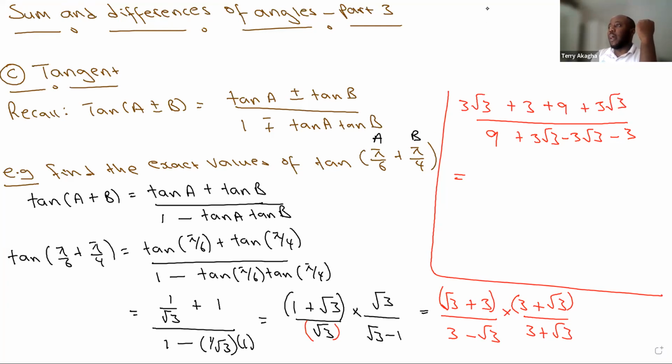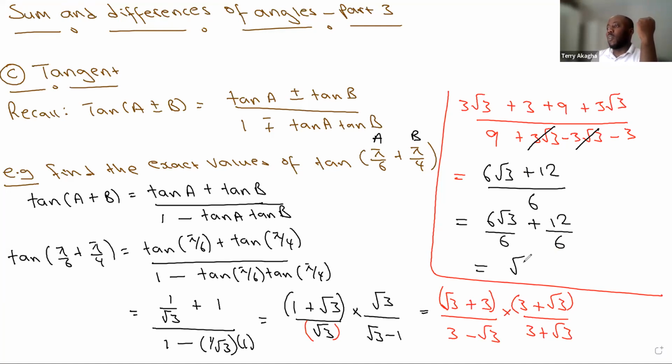When you're done with that, this will cancel this out. 3 root 3 plus 3 root 3 will give you 6 root 3, plus 12, divided by 9 minus 3, which gives you 6. You can still break this down: it will be 6 root 3 over 6 plus 12 over 6, and that will give you root 3 plus 2. That will be the answer for that.